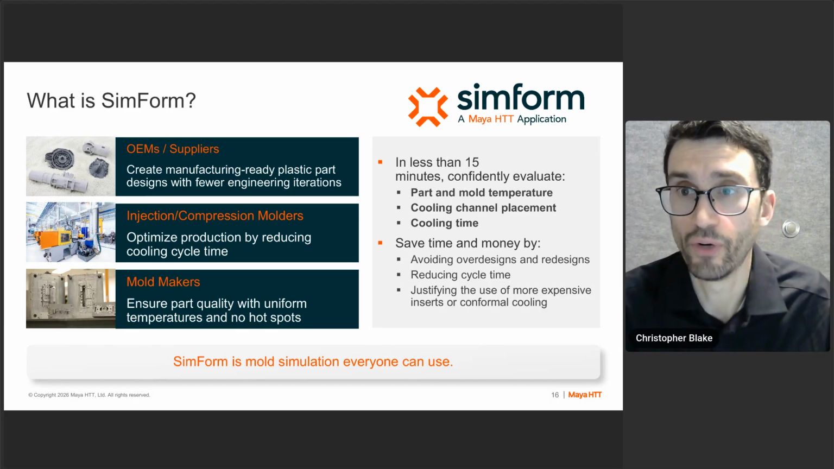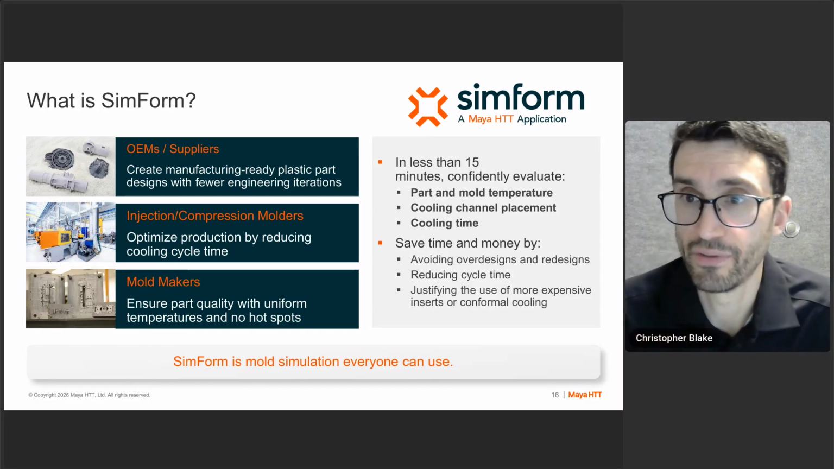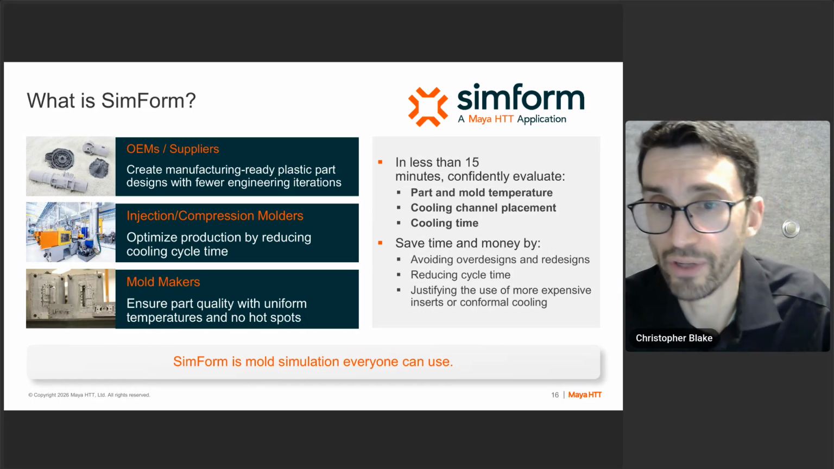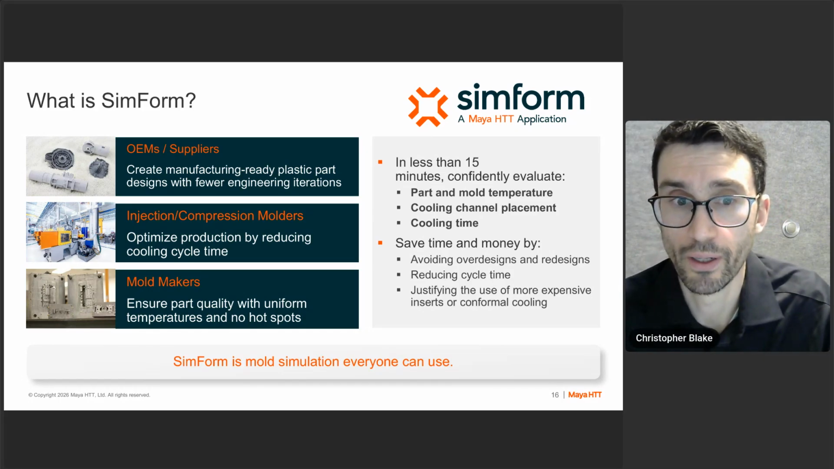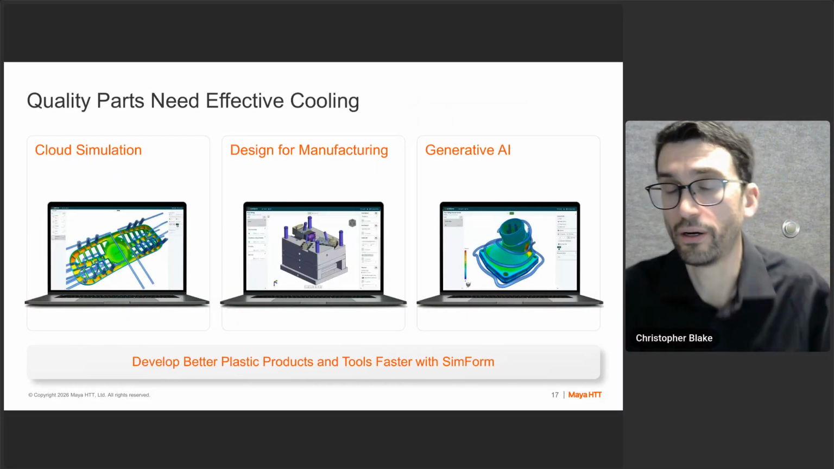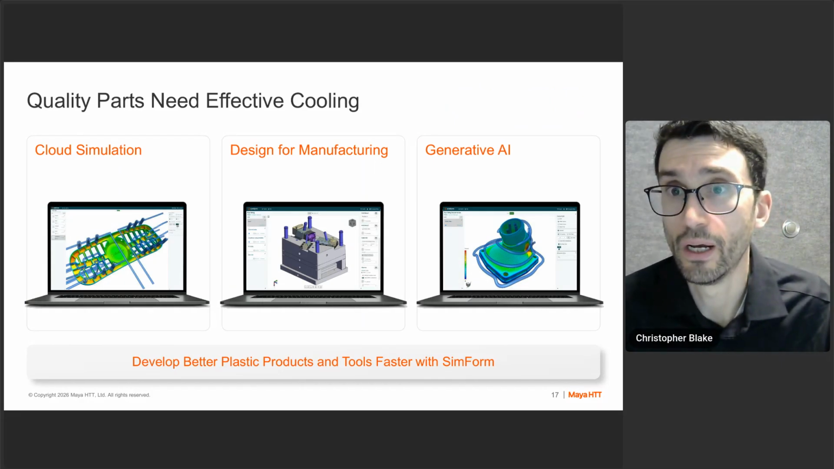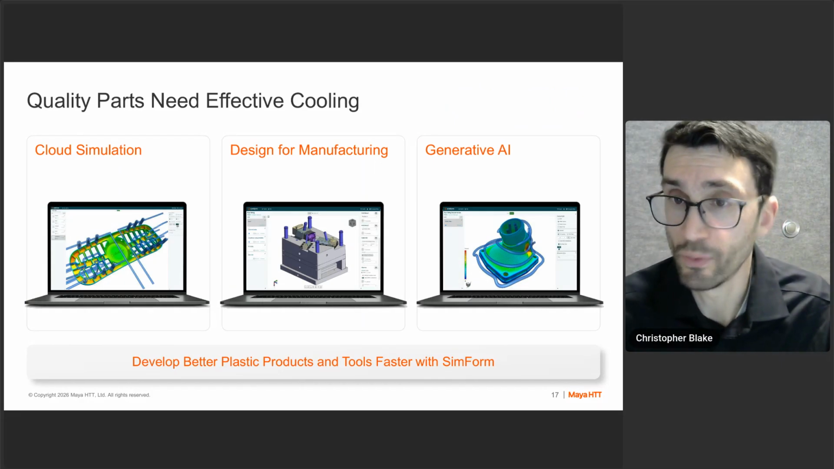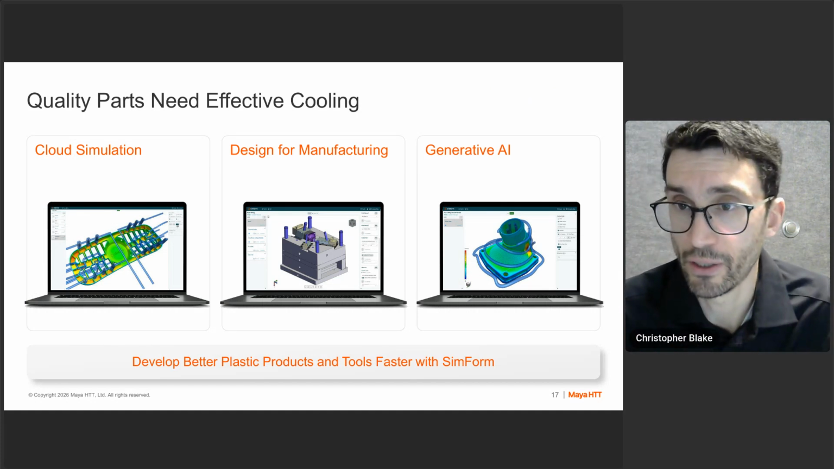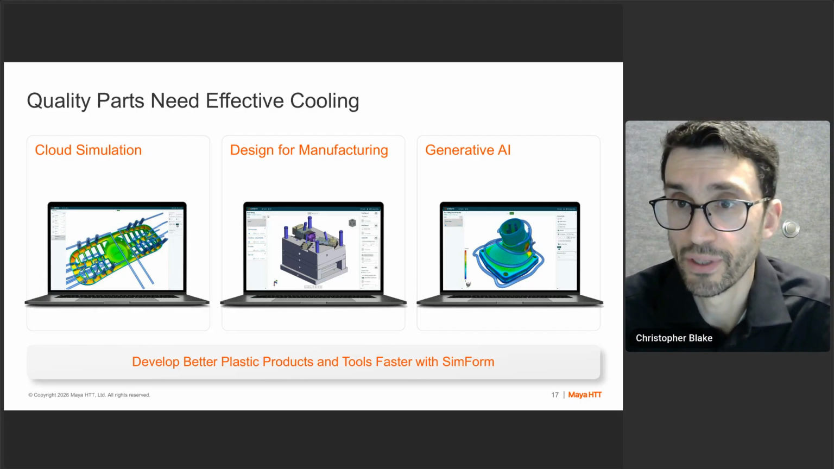This is meant to avoid over designs, redesigns, and also help you make the financial justification for higher conductivity inserts or even 3D printed conformal cooling. And what differentiates us is the fact that we're an entirely cloud native solution. So we have access to high compute resources in the cloud. We're focused on the design and manufacturing stage. And of course, we have those generative algorithms that are meant to help with the overall design process.